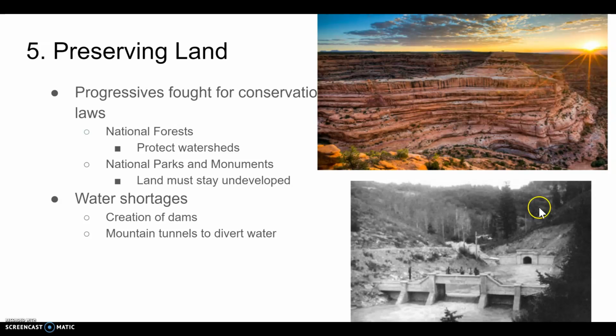So here we have a picture up here of a beautiful place in Utah. Please notice there are no highways or houses or buildings or McDonald's here. This is protected land. They wanted to conserve this land and make laws so that people could not harm it and it would be able to stay around for hundreds of years. They protect national forests. They build watersheds. That's a watershed down here. They decide that land should stay undeveloped, which means they're not going to build things there. They create dams and they build mountain tunnels to divert and move the water.